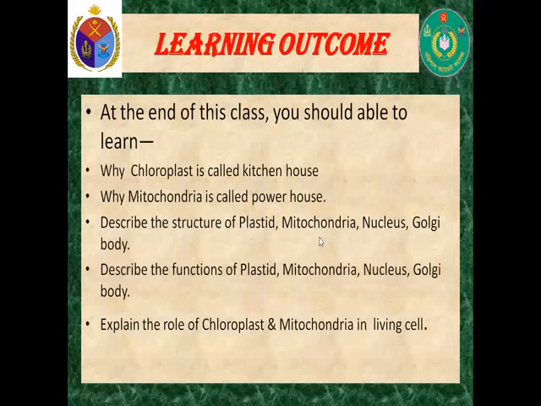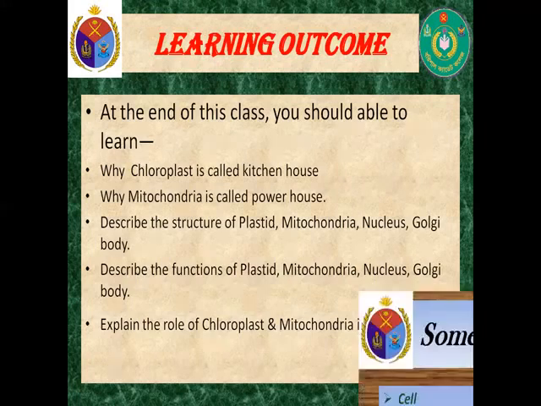Now, our learning outcome. At the end of this class, you should learn why chloroplast is called the kitchen house of the cell, why mitochondria is called the powerhouse of the cell, describe the structure of plastid, mitochondria, nucleus, and Golgi body, describe the functions of plastid, mitochondria, nucleus, and Golgi body, and explain the role of chloroplast and mitochondria in the living cell.